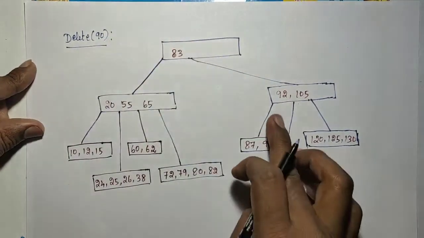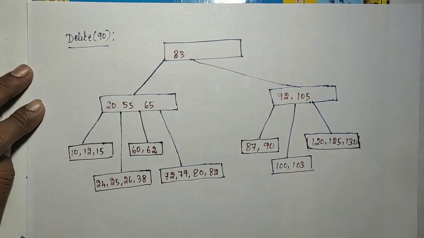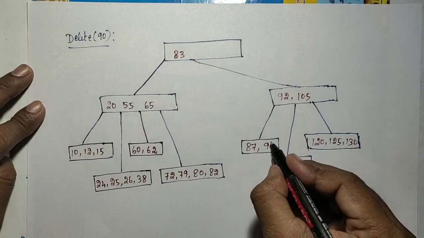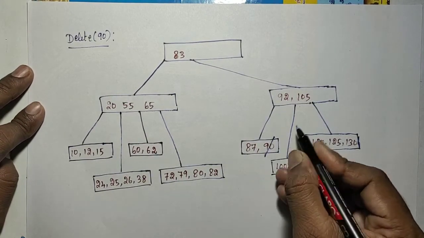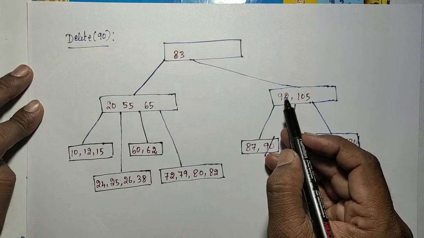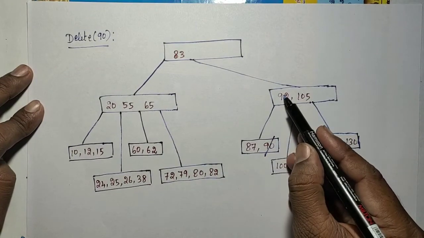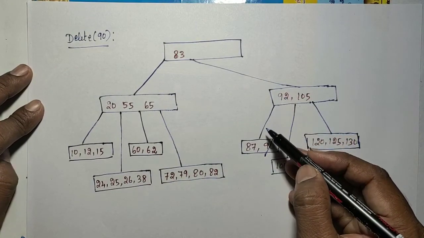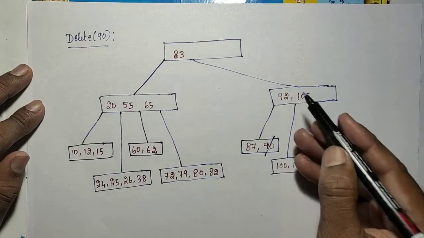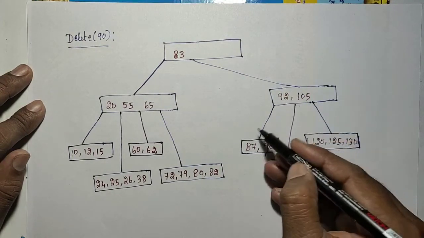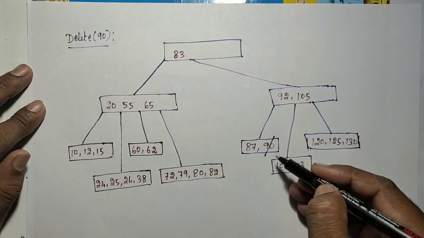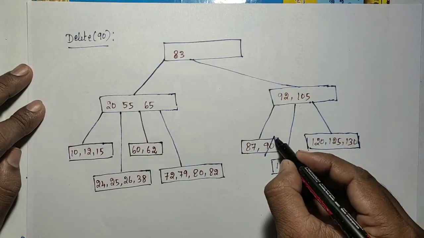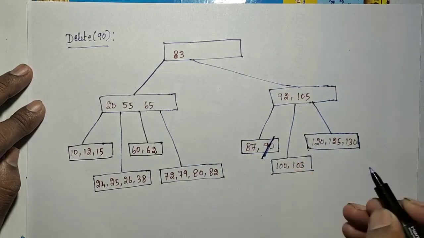Okay, 90 is directly present in the leaf node only. So only one choice, and it can be deleted simply. If you are going to delete 92, what will happen is 90 will be moved to the place of 92. So anyhow 90 will be moved, and again we have to do the same operation. Now we are going to directly delete 90.